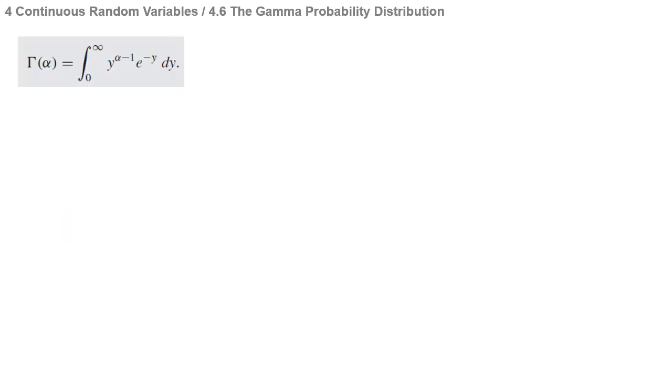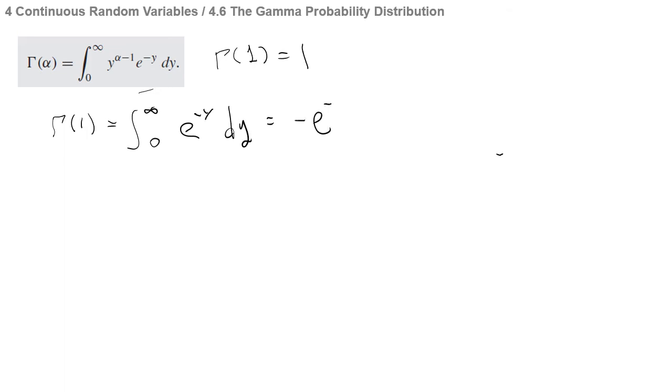Before we go on, let's learn about the gamma function. Gamma is defined like this. Gamma 1 is 1. Why is it true? Gamma 1 is the integral from 0 to infinity of e to the minus y dy, and this is minus e to the minus y from 0 to infinity. That is e to the minus infinity, which is 0, minus minus, which is plus, e to the 0, which is 1. So gamma 1 is 1.